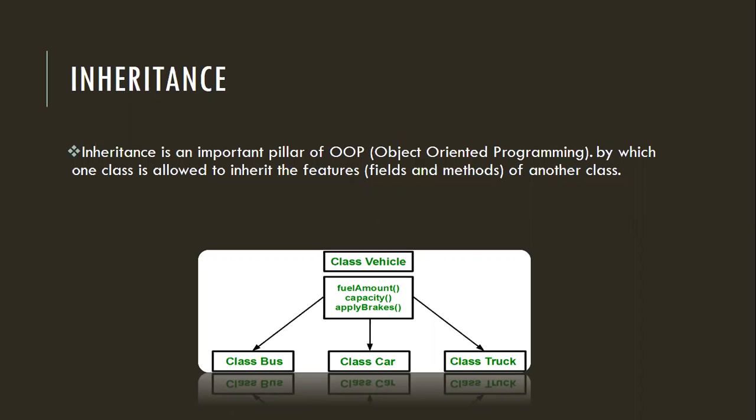Okay, so inheritance කියලා කියන්නේ by which one class is allowed to inherit the features of another class. Okay, that means assume that there is a class called vehicle. So class bus, class car, class trucks. So these are subclasses of this parent class. Parent class එකේ ඉඳලා child classes තියෙනවා. So මේකේ තියෙන method එකක් අපිට inherit කරලා ගන්න පුළුවන්.